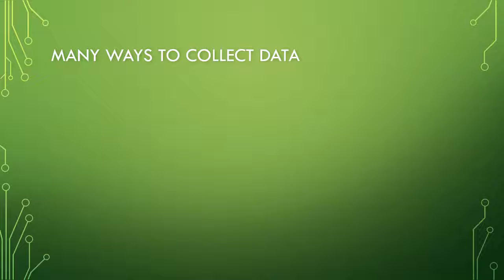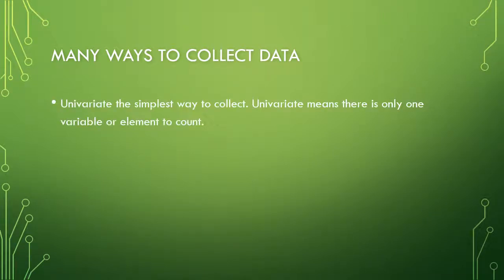I think the one most college students tend to prefer is to, as I like to call it, rip and read from the internet. Well, in the business world, we can't do that. We have to find other ways. Now, there's a thing called univariate, which is the simplest way to collect. Univariate means there's only one variable or element to count. So you're looking at one thing and you're trying to get information for one element. So univariate is primarily what we look at.